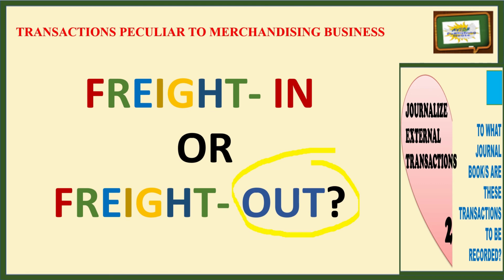If goods are sold FOB shipping point, the purchaser is responsible for the paying of freight cost incurred in transporting the merchandise from the point of shipment to its destination. Freight cost incurred by a purchaser is called freight in and is added to purchases account in calculating the cost incurred in calculating the net purchases.